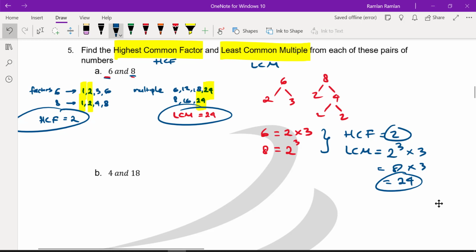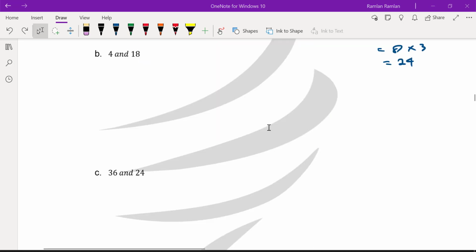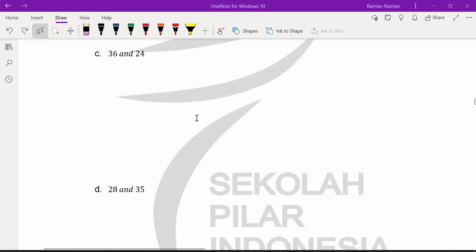Okay, so you can choose one of these two methods if you want. Actually, there's one more, but you could just use one of them, okay? So I'm gonna skip B. I would like you to do it by yourself. I'm gonna go to question C.